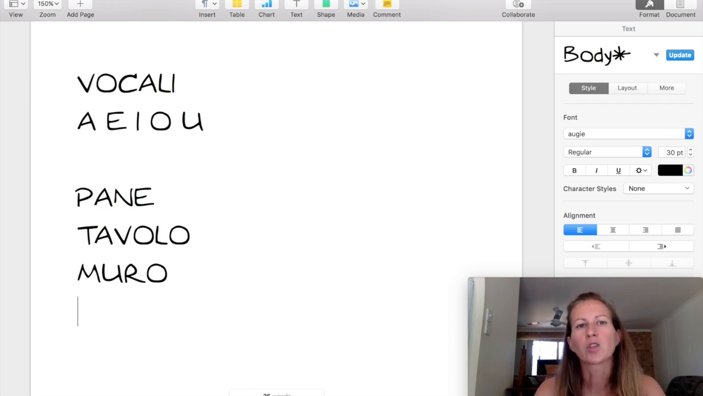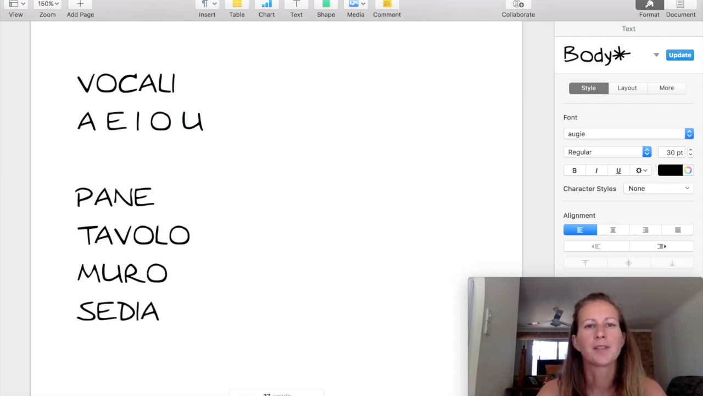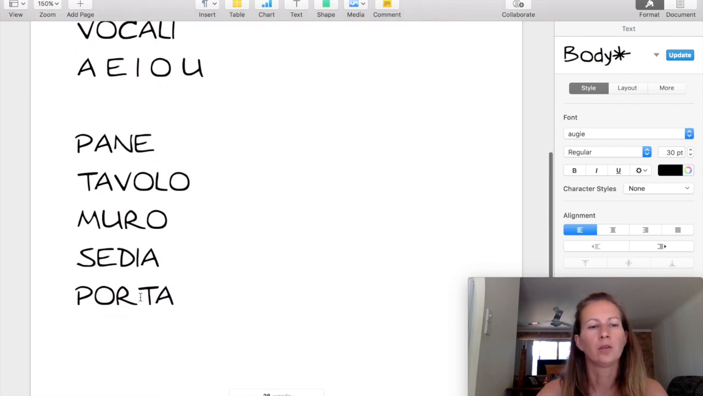A word which can be a tiny bit harder because it has two vowels one after the other is sedia. There's nothing weird about them, you just pronounce the two vowels one after the other as they come. So, sedia, sedia. That means chair. Porta. Here we have two consonants, one after the other, even there, nothing different, so porta. Porta is door.